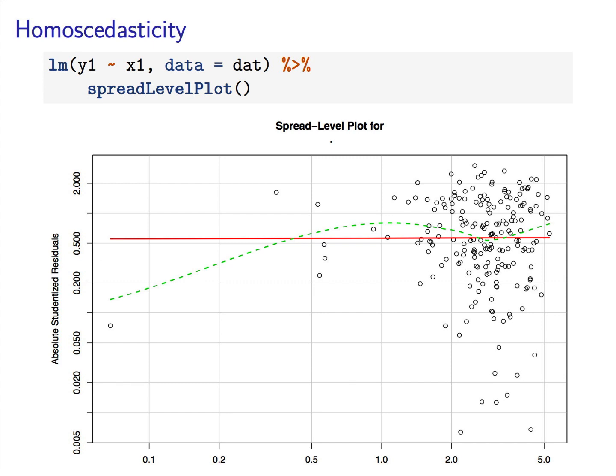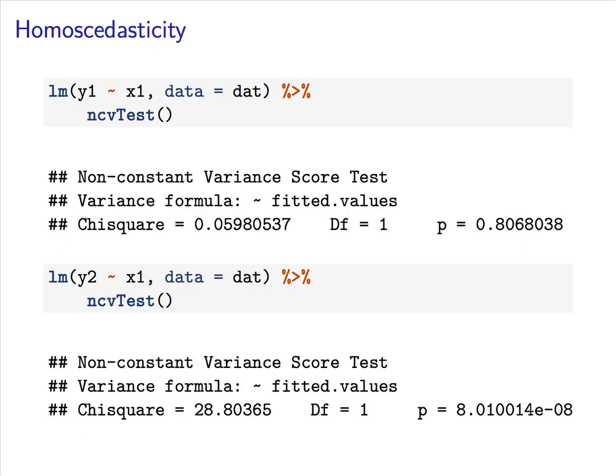We can also test this quantitatively with a non-constant variance score test, like this. Now these results shouldn't be surprising at this point. Remember that the null hypothesis, again here, is that the error terms are homoscedastic as the fitted values increase. So model 1 has a nice high p-value, indicating no evidence to reject that null hypothesis.